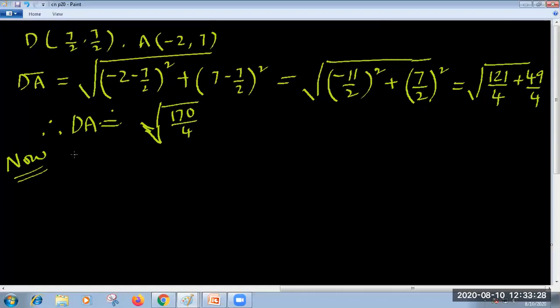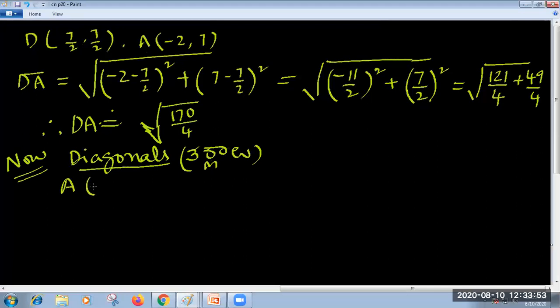Now we have to find the diagonals, the lengths of the diagonals. We have to find the two diagonals, AC and BD. Now let us take the points A and C. A is (-2, 7) and C is (4, -3).